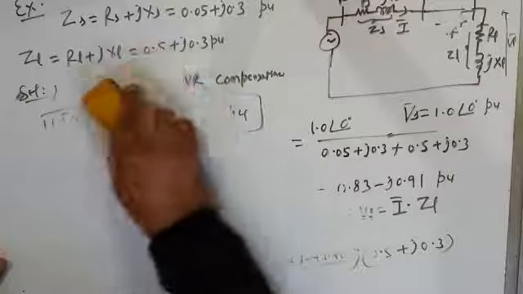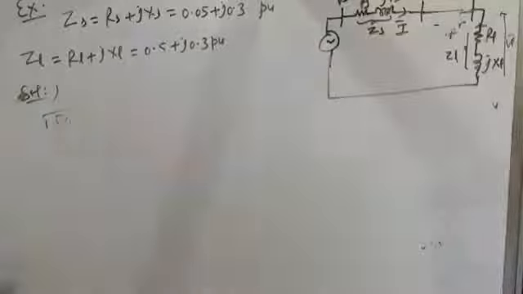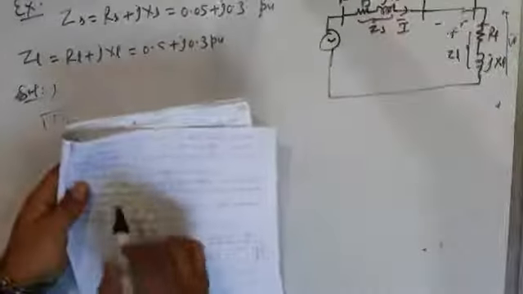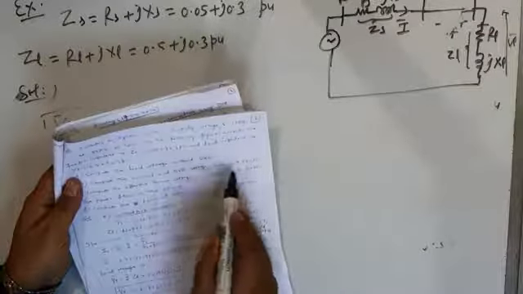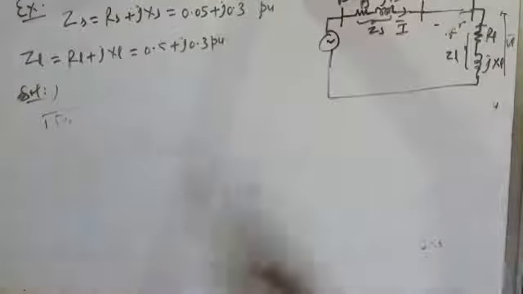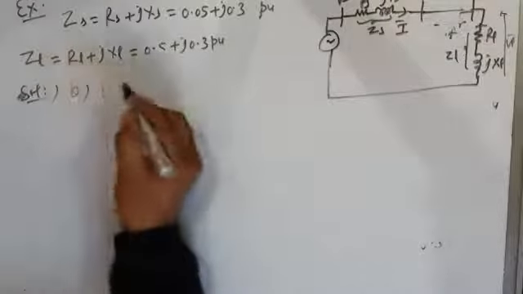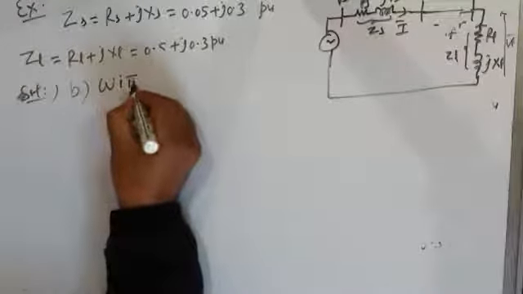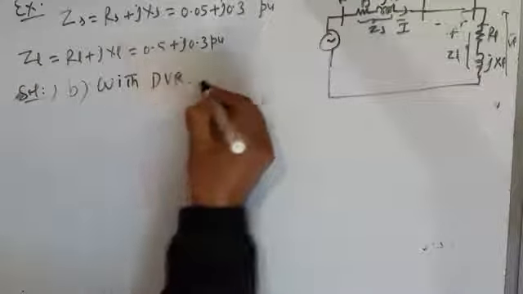What else we have to calculate? In part B, we have to calculate, it's written here, compute the current and DVR voltage such that VL is equal to Vs. Now you have to go for DVR compensation, part B, with DVR compensation.